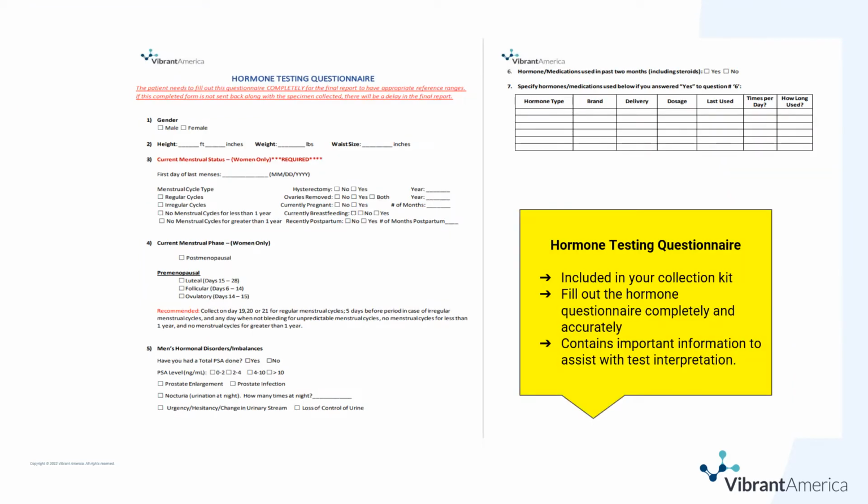The hormone testing questionnaire and medication list is included in the patient's test kit. Your patient must fill this out completely and accurately in order to optimize test interpretation. Patients will sometimes leave answers blank if they do not know the answer to a question, so you may need to provide some of this information to your patients. Make sure your patient includes this with their samples when they send everything back to the lab so that this information can be populated into the body of your report.